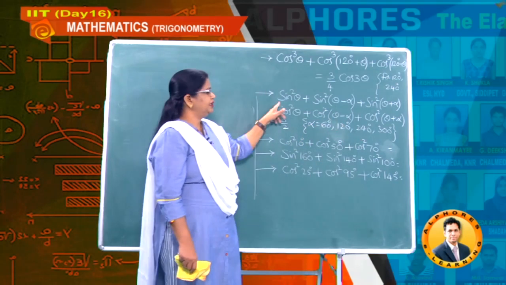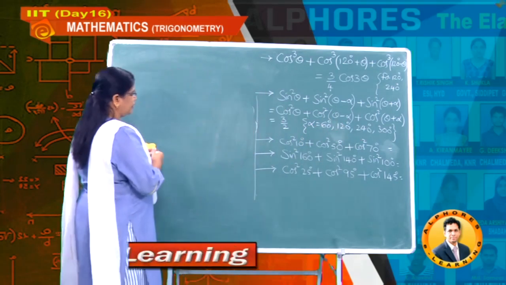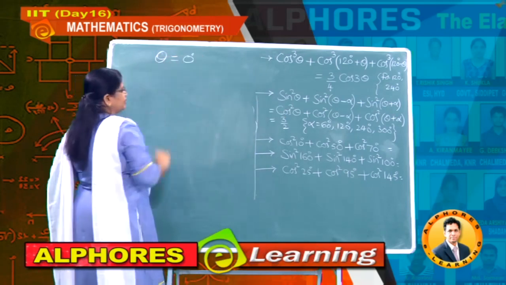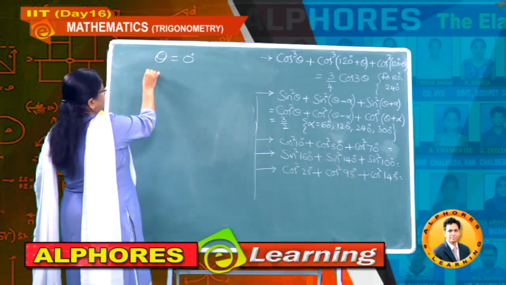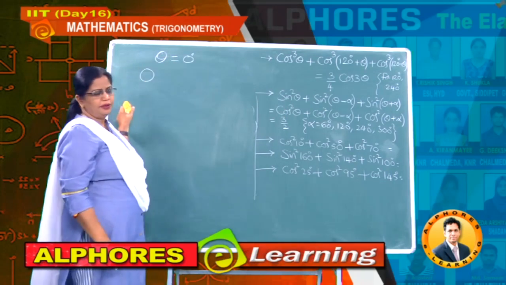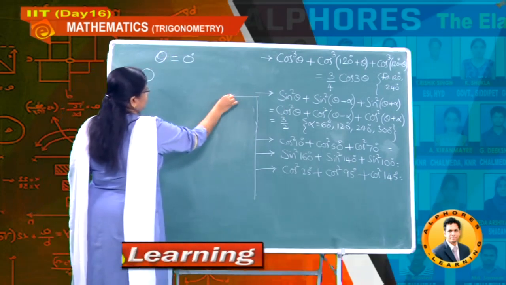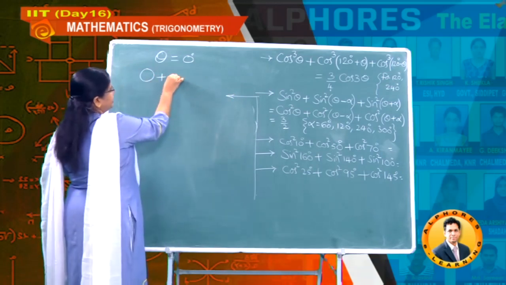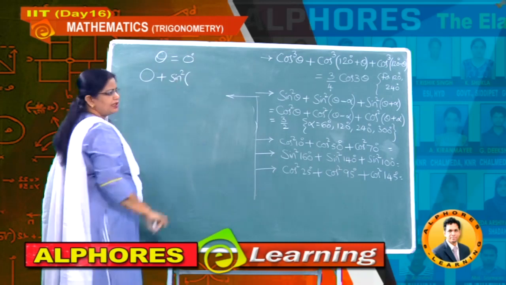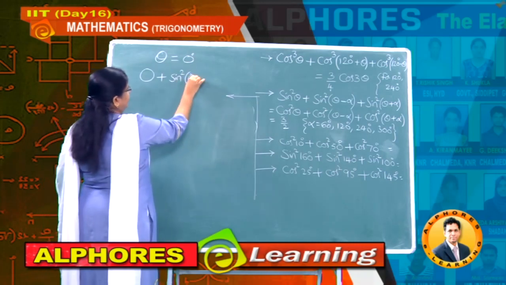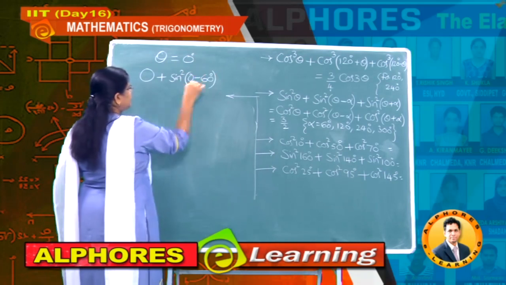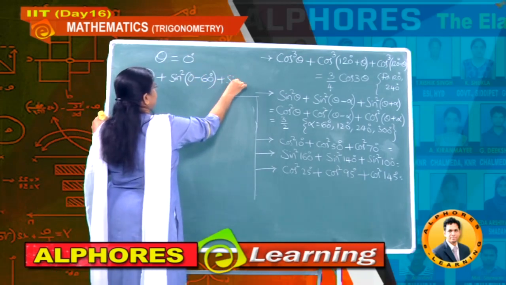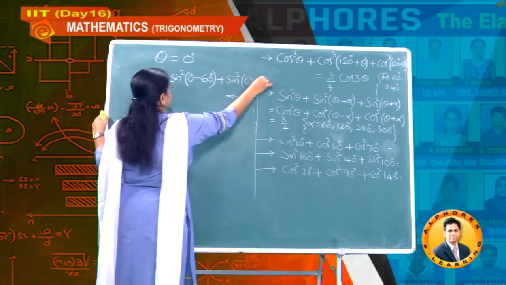If I put theta as 0, what will happen? Let us do the short method here, that is theta equal to 0 degrees. Then what will happen in the first one? Sin 0 is 0, the first one we are taking. So if I write sin 0 is 0, plus sin square of theta minus alpha, that is 0 minus, suppose let us take 60 degrees as alpha, and the next value, plus sin square of theta plus alpha, that is 0 plus how much?